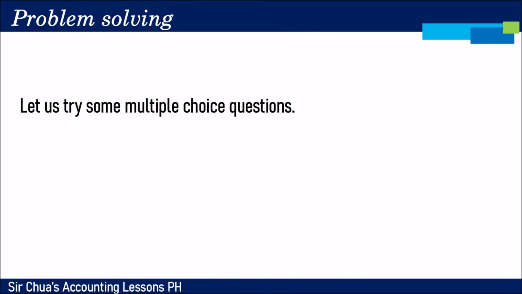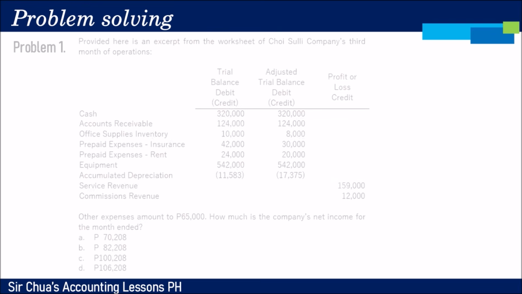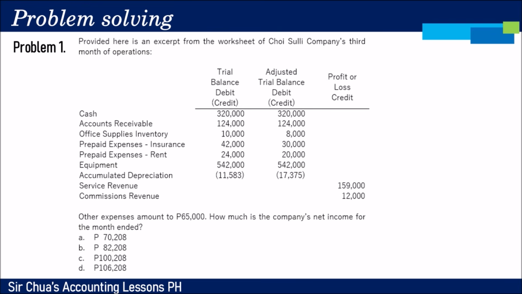Dating gawi po tayo ha. Papakita muna yung problem, i-pause nyo yung video, try nyong sagutan yung problem, and then tsaka nyo uli i-play para sa solution. Okay, problem number 1. The provided here is an excerpt from the worksheet of Choi Sulli Company's third month of operations. So, binigyan kayo ng trial balance na unadjusted na amounts and then adjusted na amounts naman and then yung credit column ng profit or loss column sa worksheet. Worksheet kasi yan pero pinaikli, di ba?